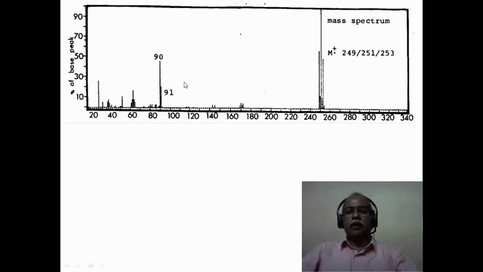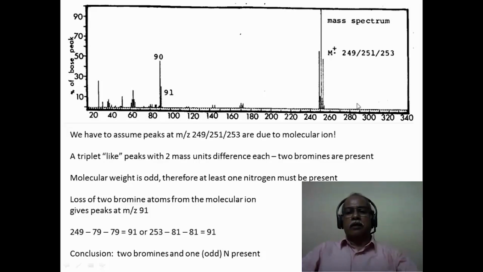This is the mass spectrum of this compound. The one that you need to immediately identify is this particular pattern, which is a triplet pattern with a 2 mass unit difference: 249, 251 and 253. And this should immediately tell you that there are 2 bromine atoms present in this molecule. Only the presence of 2 bromine atoms will give you a 1:2:1 triplet of this type in the molecular ion region.